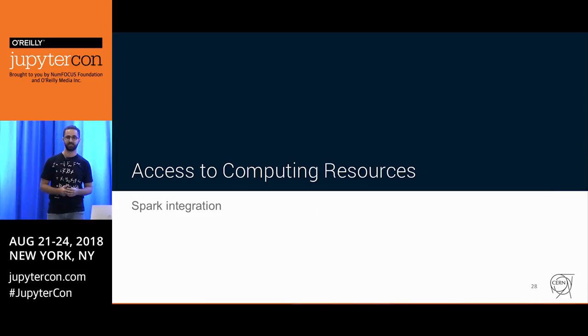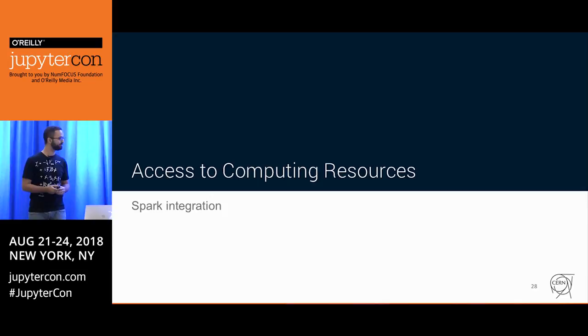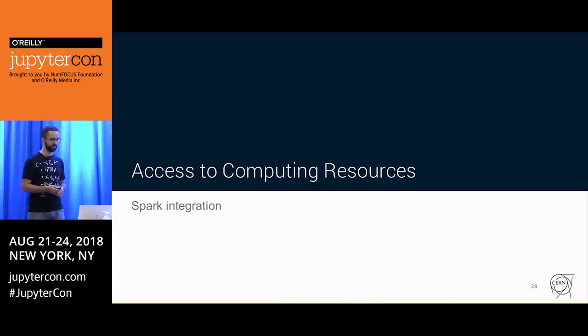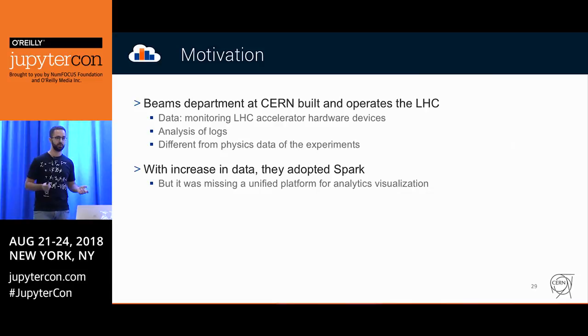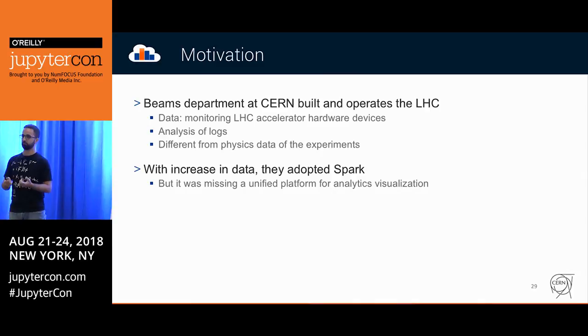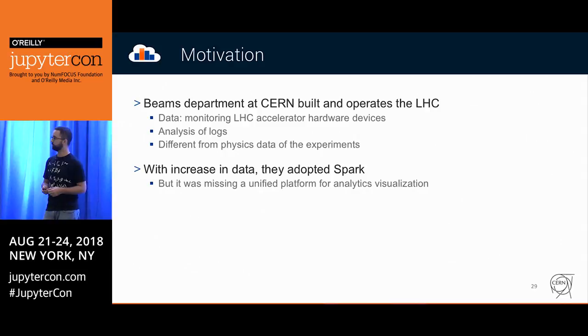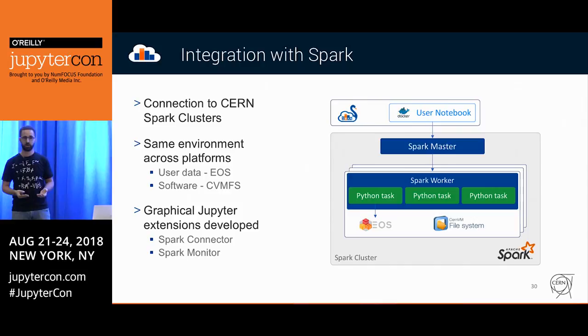Yes, yes. Okay. So we provided these new functionalities, and of course our users wanted more. In particular, a department at CERN, the BE department, are the ones that build the LHC, and they are the ones that today operate this machine. What they do is collect logging information from all the devices across the LHC. This is an interesting case because we're no longer talking about the physics data that come out of the LHC, but all of these logs that come out of the machine. They decided to adopt Spark to process all of this data, but they were missing a unified platform to do the analysis. So they came to us and asked if we could provide such a platform, and so we decided to integrate Spark inside SWAN.